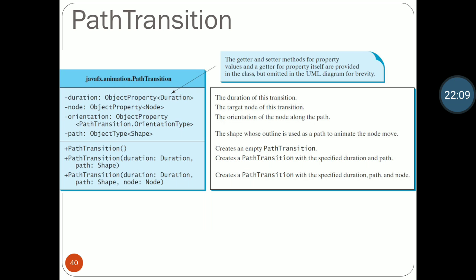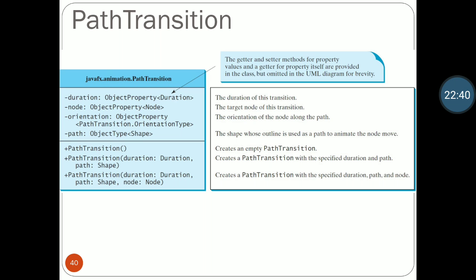Next is PathTransition, that will have properties like duration, the duration of the transition. Second is node, it will give the target node of the transition. Third one is orientation, it will give the orientation of the node along the path. And next is path, that will give the shape whose outline is used as a path to animate the node movement.